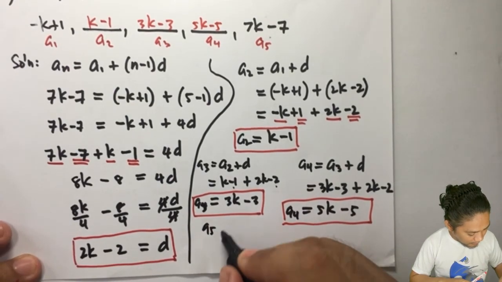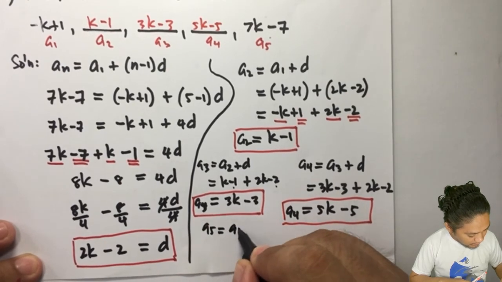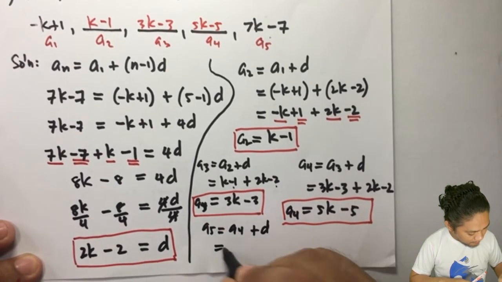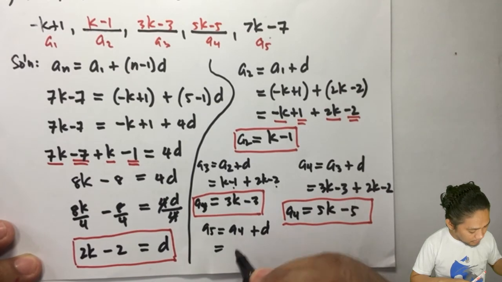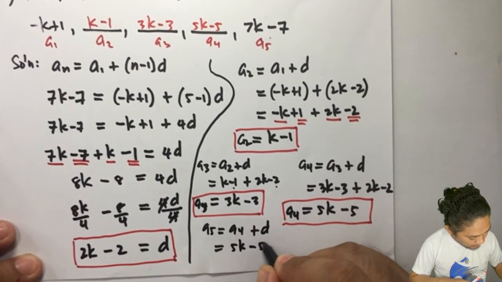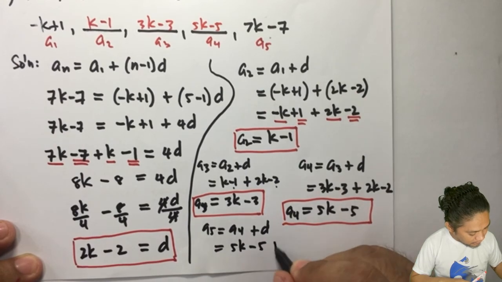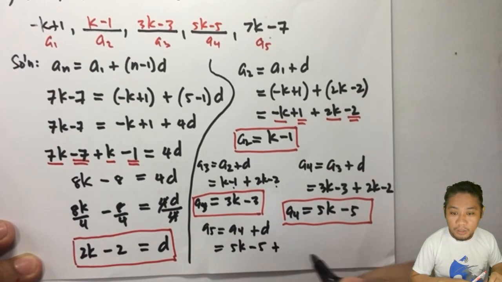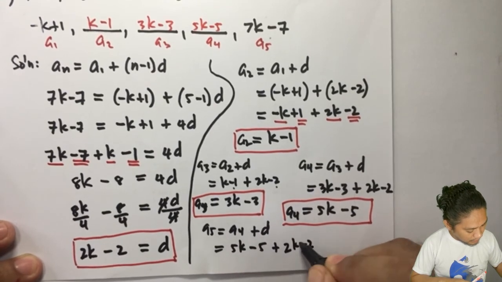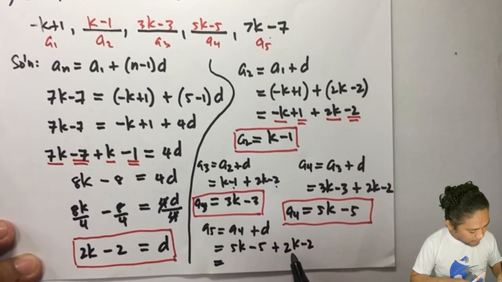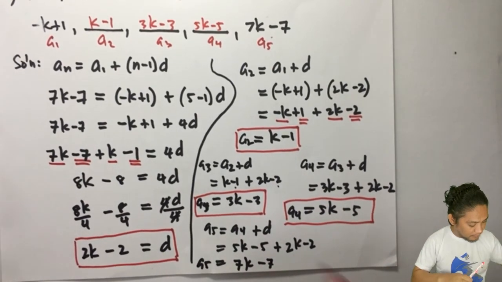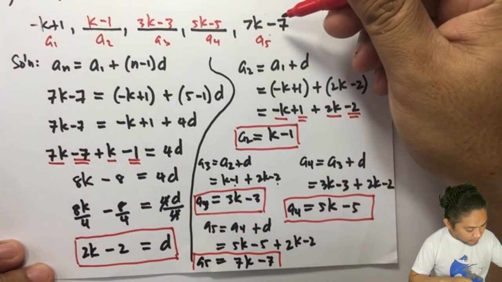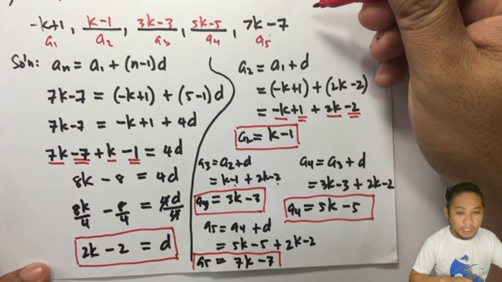Now to check if our answer is correct, we continue the process. Our a sub 5 is actually a sub 4 plus the d. We're going to add this to our common difference. Let's check if the answer is 7k minus 7. So 5k minus 5, that's our fourth term right here, plus the common difference, which is 2k minus 2. 5k and 2k is 7k, and negative 5 and negative 2 is negative 7. So that is our fifth term. As you can see, our fifth term obtained is 7k minus 7, and the answer is correct.